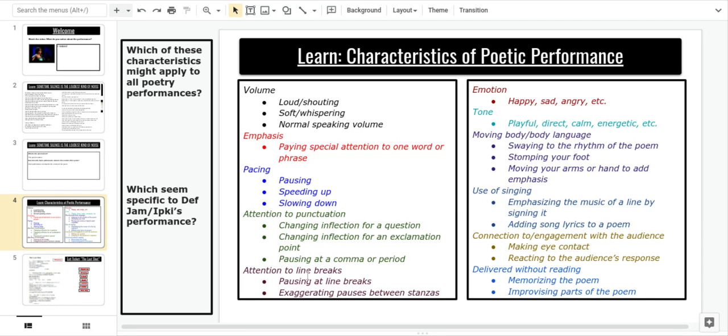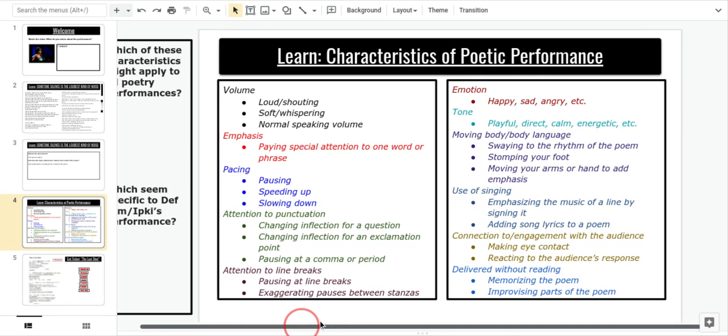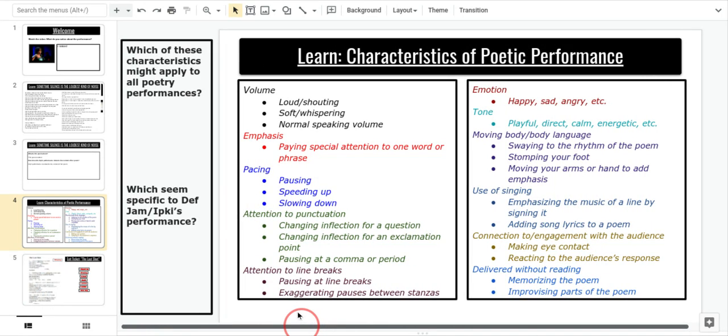Okay, attention to line breaks. Are they pausing at the line breaks? So when you look at the poem and you look at how the speaker is reading, do they pause where the line breaks? Their emotions. Are they happy, sad, or angry? Their tone. Is their tone playful? Are they being direct, like a teacher? Or are they calm?